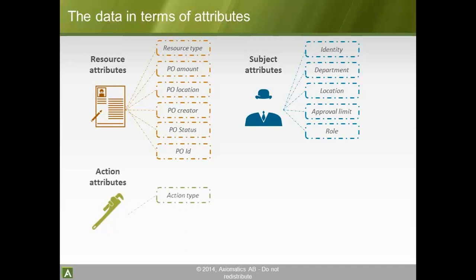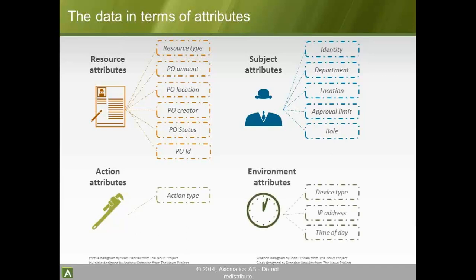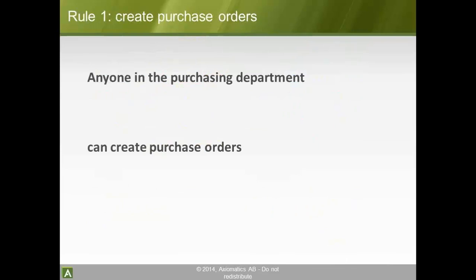Lastly, we can bring in contextual attributes or environment attributes, such as the type of device being used, the IP address of the user, the time of the day, and many more. This is great because here we're building a mobile-friendly portal, so we might want to make some authorization decisions based on the type of device we're dealing with. The first rule that we have is very simple.